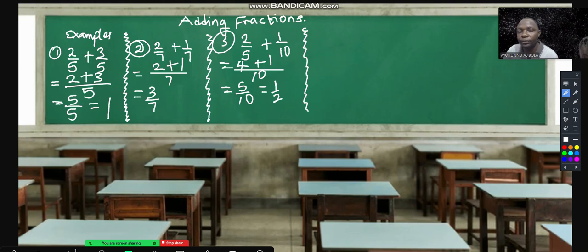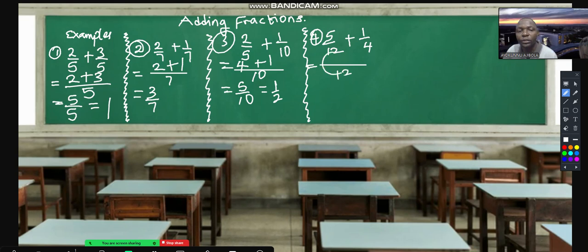Then the next fraction concept or addition of fraction concept is, let's say you have this number 4. You have let's say 5 over 12 plus 1 over 4. Yeah, it's still the same method. We are going to pick the biggest one because it's a multiple of the smaller one. So that's 12. How many 12 goes in 12? That's 1. That 1 times 5 is 5. Then how many 4 goes in 12? That's 3. That 3 times 1 is 3.